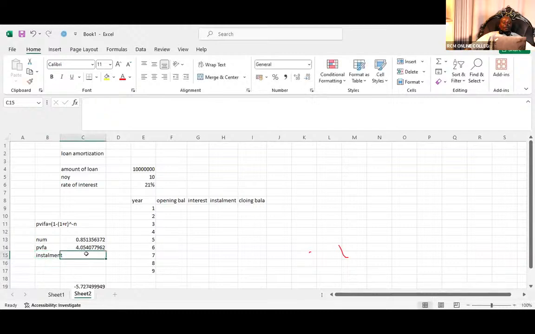Now go to the next one. Yeah, and then you say equals. You pick the loan amount, which is 10 million. You divide this by what? By the PVFA. Enter. Now, ladies and gentlemen, that's very good. You can now use the comma separators, but at least you are somewhere. If you watch the video later, you'll be able to follow.